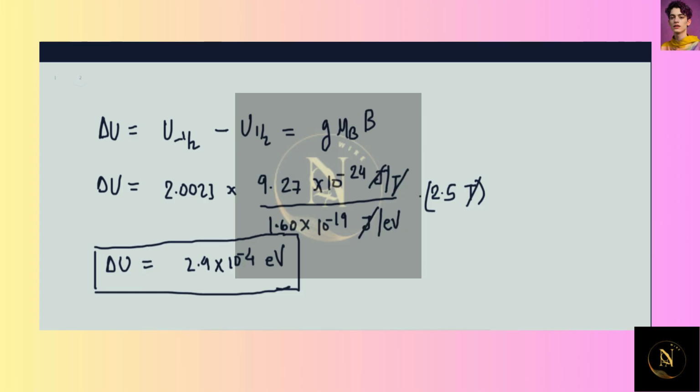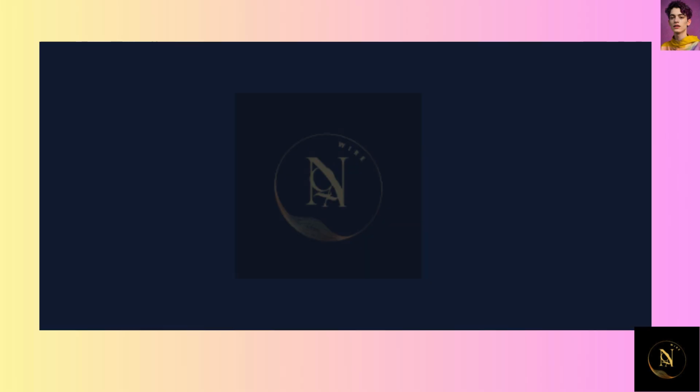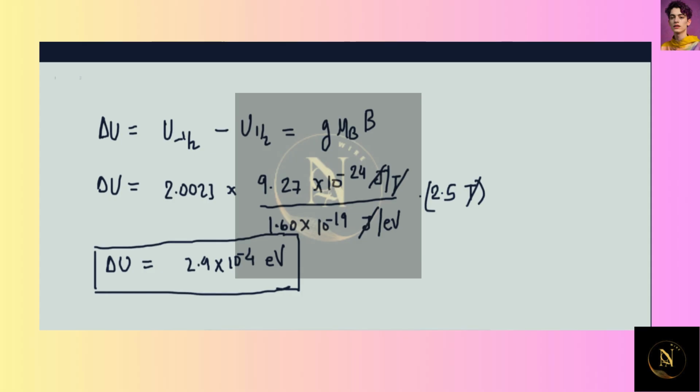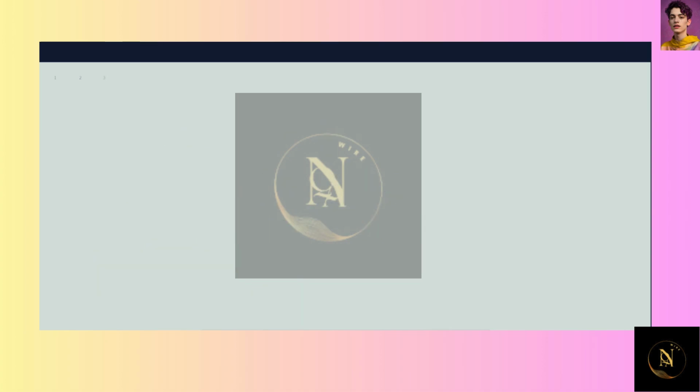Now for the next part, let's move on to the next slide. For the next part, they have asked us to calculate the wavelength of the photon emitted when it makes a transition from the upper level to the lower one. So let's call this part B. What wavelength photon is emitted when the atom goes from the upper level to the lower one?